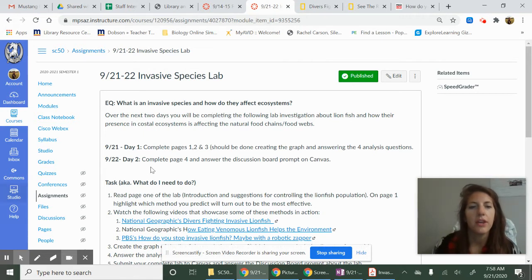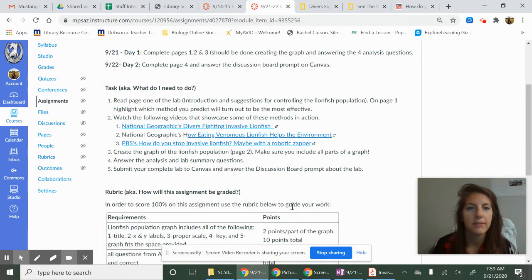So you can see right here, day 1, which is today, no matter if you're at school or you're at home, everybody's doing the same thing. Your job is to complete pages 1, 2, and 3 of the lab. Tomorrow, which is for everyone, whether you're here or at home, is to complete page 4 and answer the discussion board prompt on Canvas, right? So it's a two-parter.